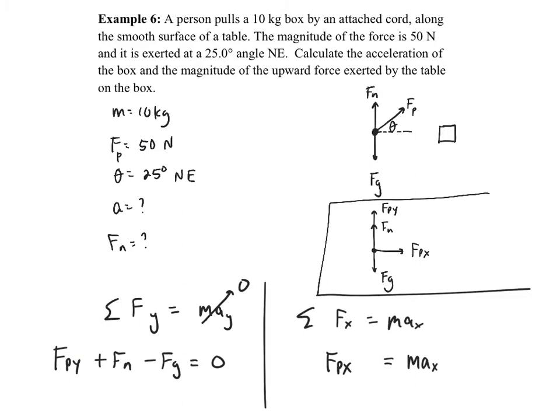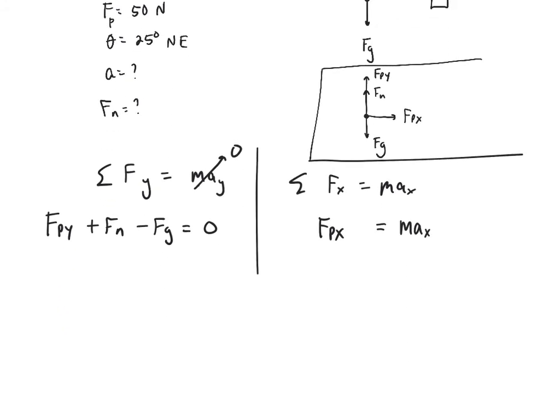If friction were acting against motion, which it will soon. At this point, it is a plug and chug, right? I know it sounds like I'm making it easy when it can be difficult, but it's not that bad. This becomes FP sine theta plus Fn minus mg.